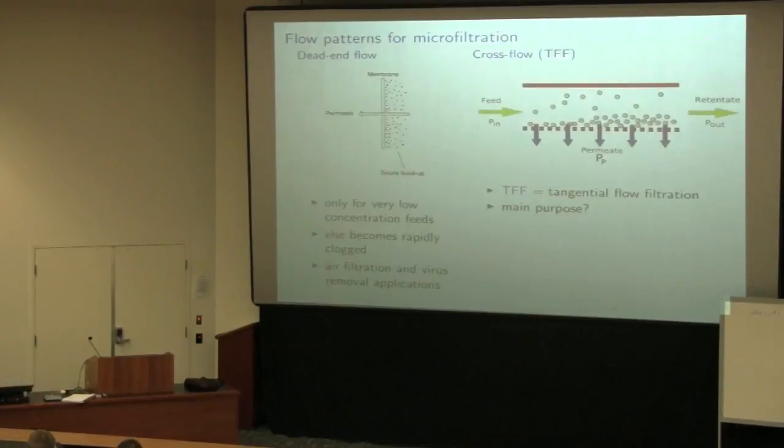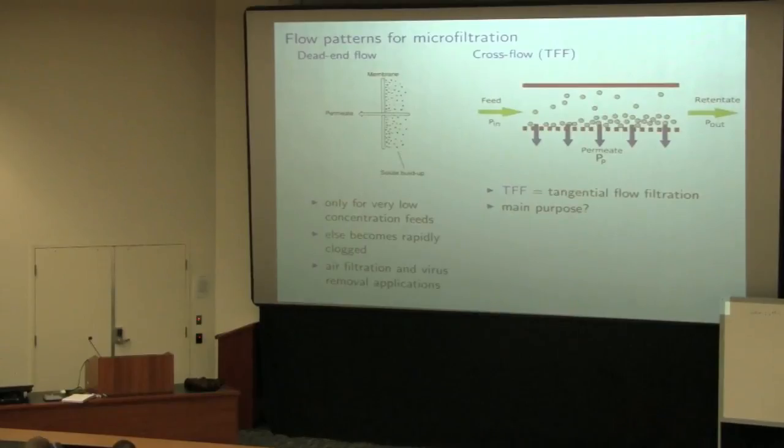Okay, so let's take a look at two geometries that we see for microfiltration. One is what's called the dead end flow geometry, and the other is called the cross flow geometry. Dead end flow would be like the regular filter that you've seen in the lab. You put your filter paper down, or in this case you put the membrane down, and you apply a delta P across that membrane, and that solute builds up over time. That cake becomes thicker and thicker as time progresses.